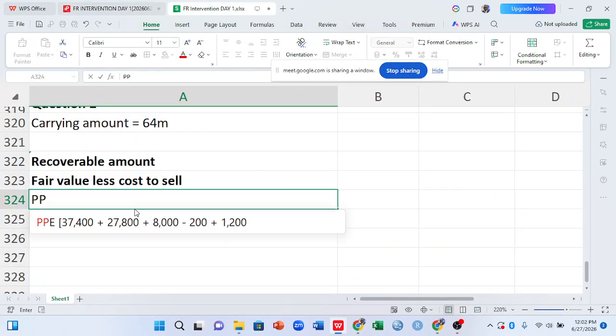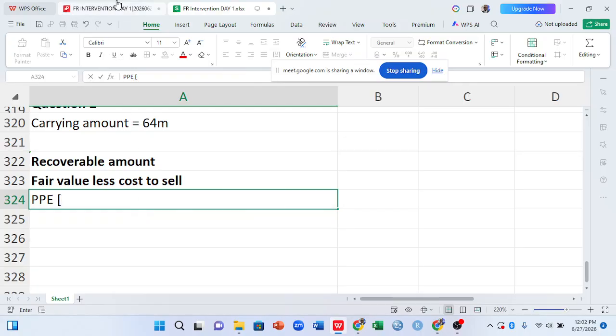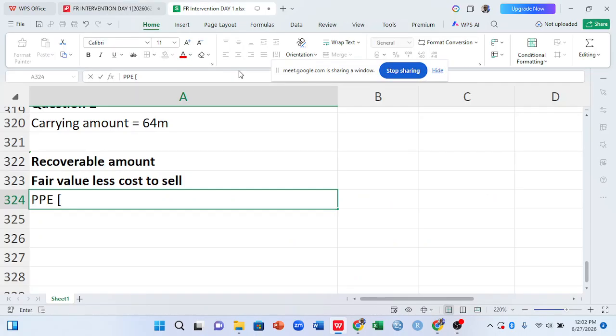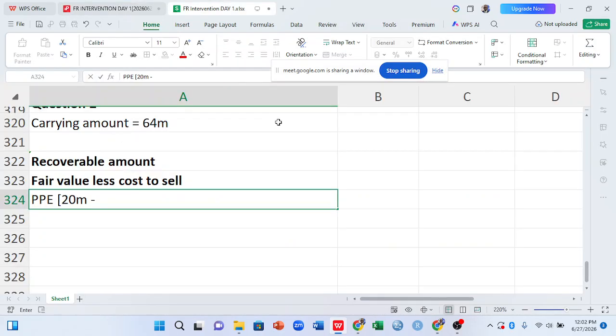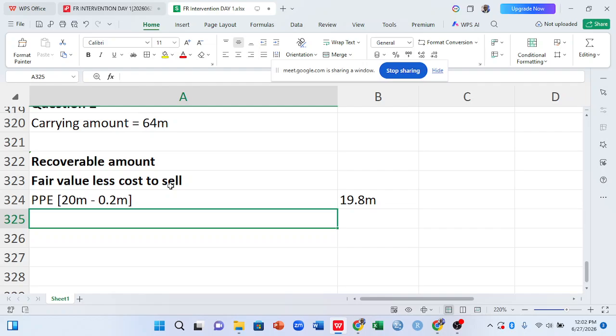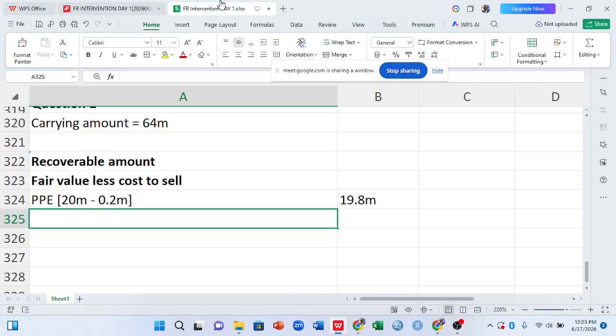So PPE, we're given a fair value. We pick the fair value less the cost to sell. Fair value was 20 million. Then we less the cost to sell for PPE, which is 200,000. That's 0.2 million. And we'll get 19.8 million. Then we do that for other assets.